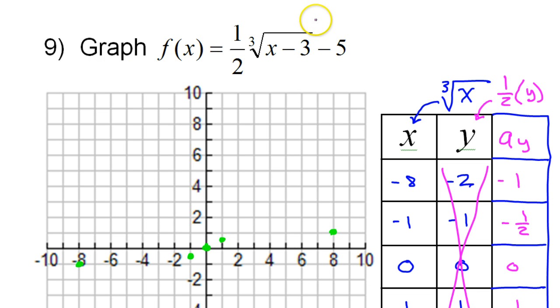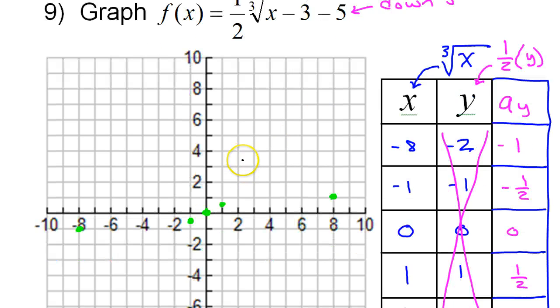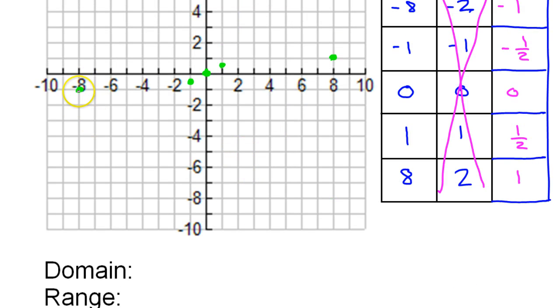So this -3 right here is going to give us a shift to the right 3. And this -5 right here is going to send us down 5. So everything's got to go right 3, down 5. So we will do that. Let's take each one of these points and go right 3, down 5. Okay.